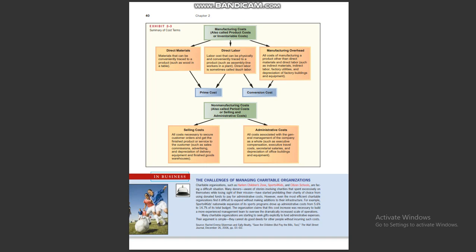Administrative cost is all costs associated with the general management of the company as a whole, such as executive compensation, executive travel cost, secretary salaries, and depreciation of office buildings and equipment.